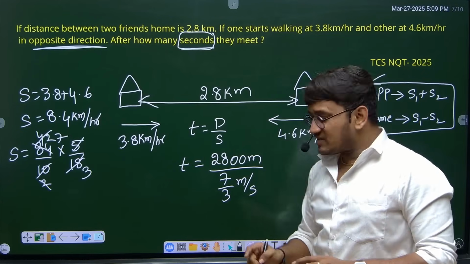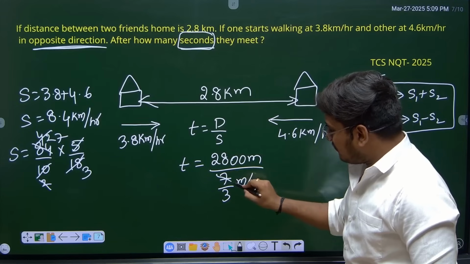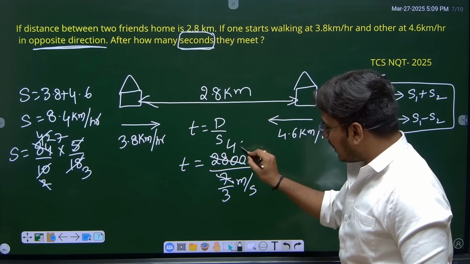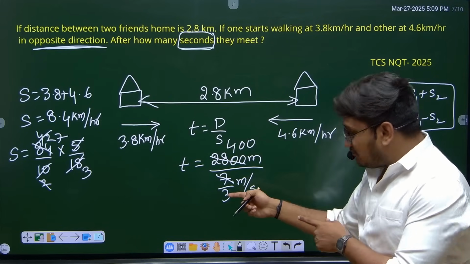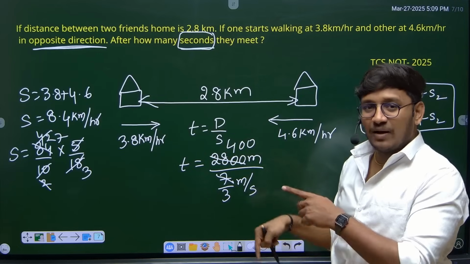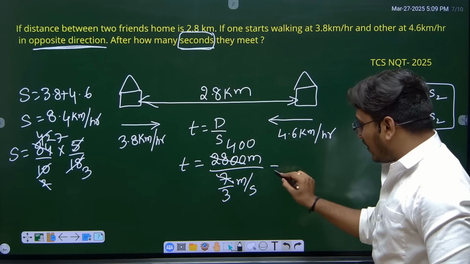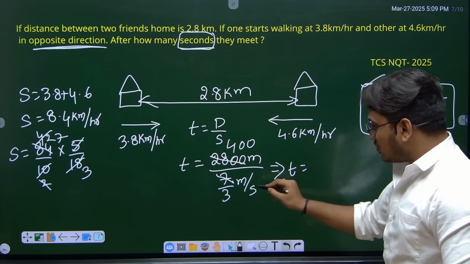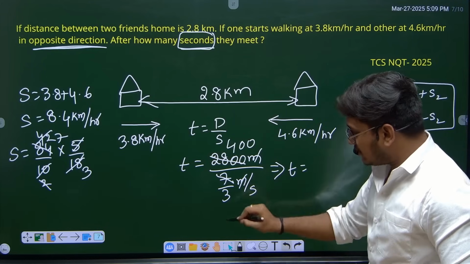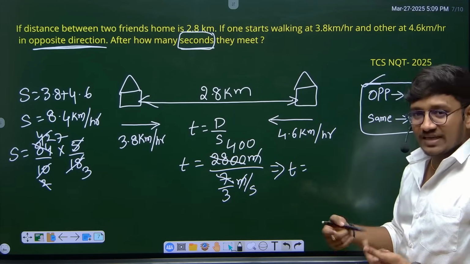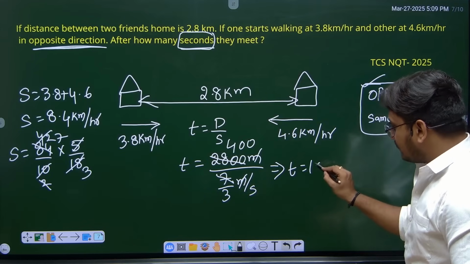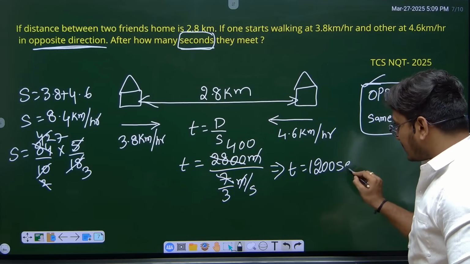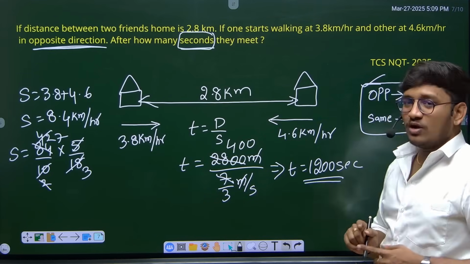Now let's try to cancel it here. 7 ones are 7, 400 times. Now here 3, if it goes to the numerator, it will be multiplied with 400, right? So the final answer: time is equal to, if 3 goes to the numerator, meter gets cancelled. Now it will be in terms of seconds. 3 into 400 will be 1200 seconds. Now the final answer is 1200 seconds.